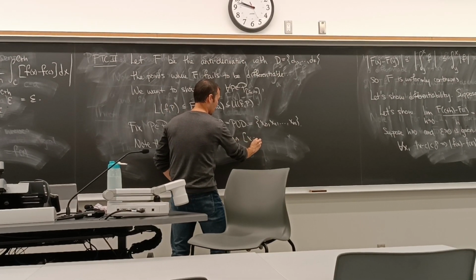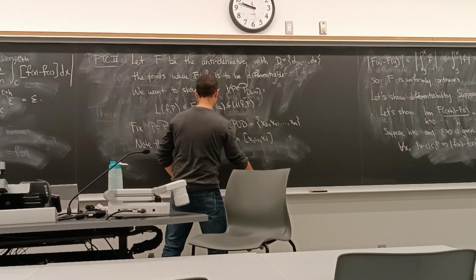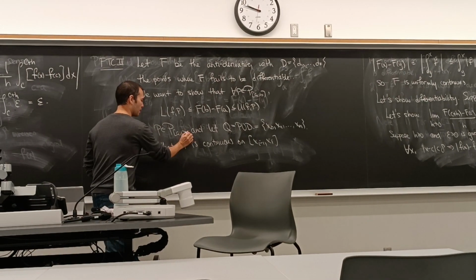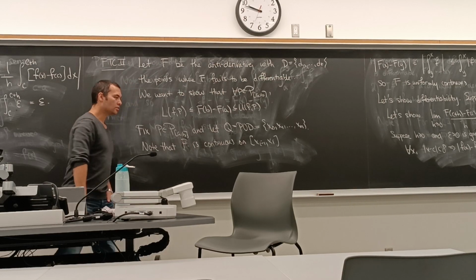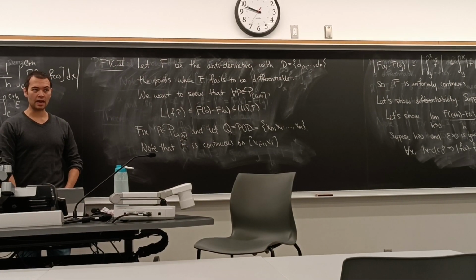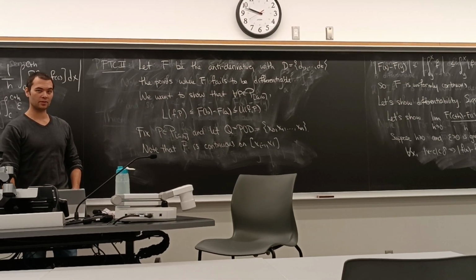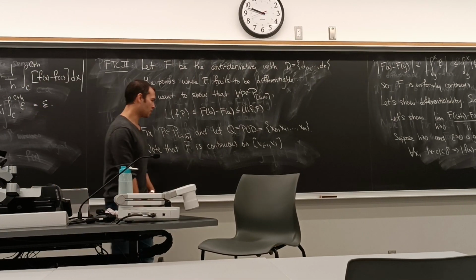It's actually continuous everywhere, right? Sorry, I want capital F. So capital F is continuous everywhere, right? By FTC 1, capital F is continuous everywhere, but in particular, it's continuous on each subinterval. You can probably guess where I'm starting to go with this.